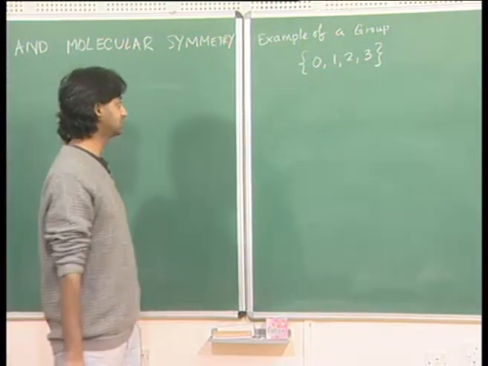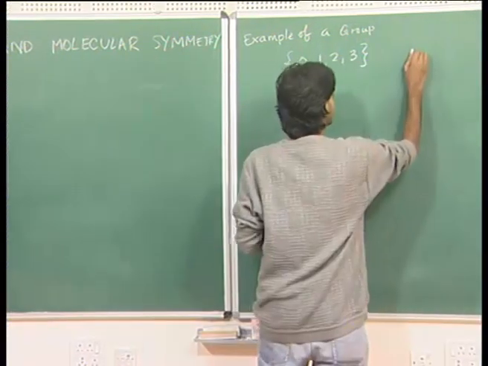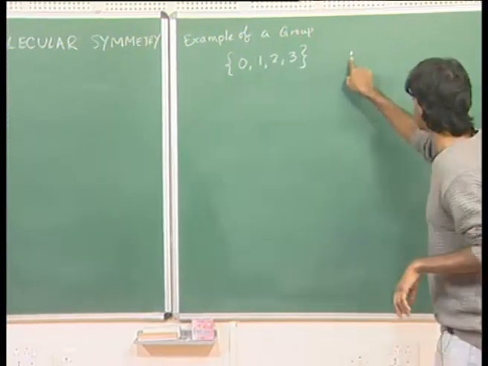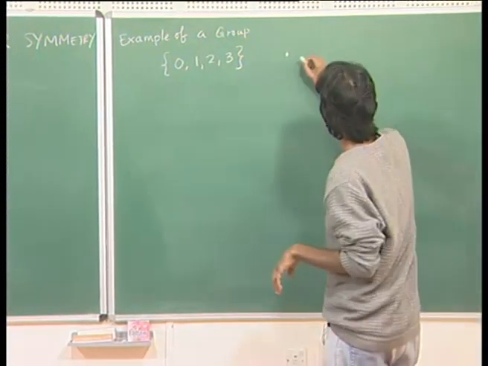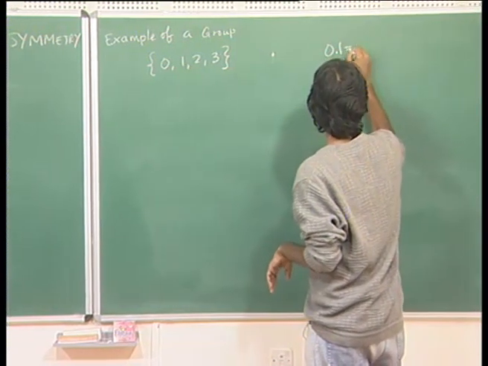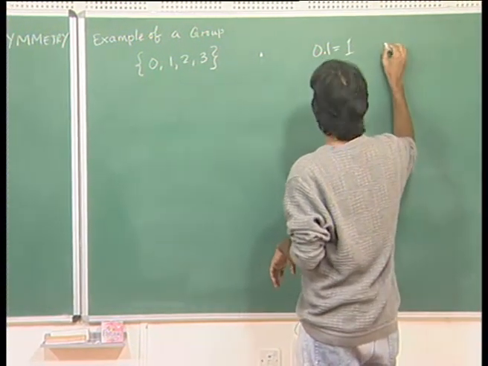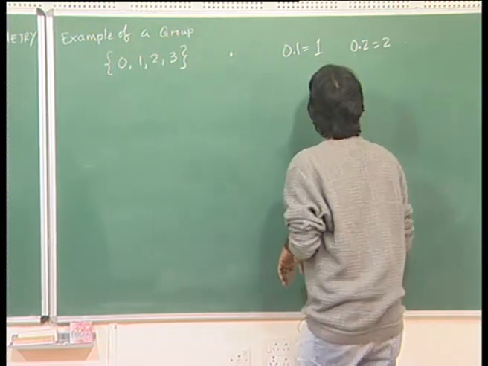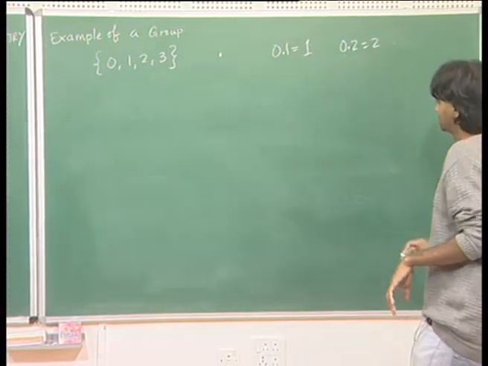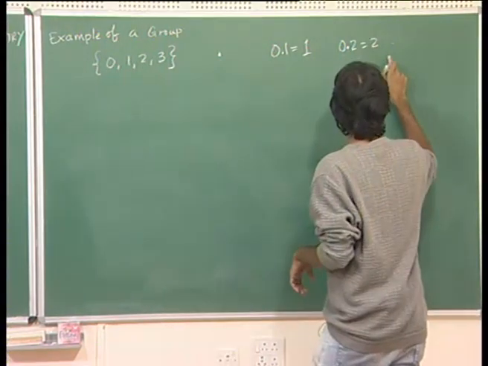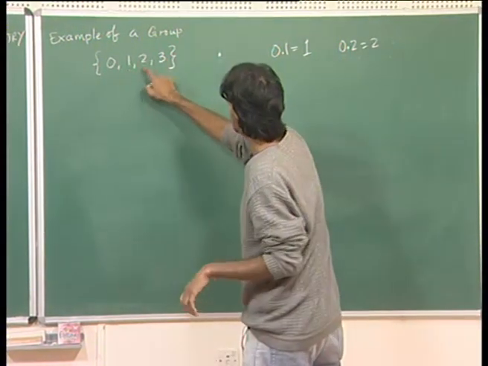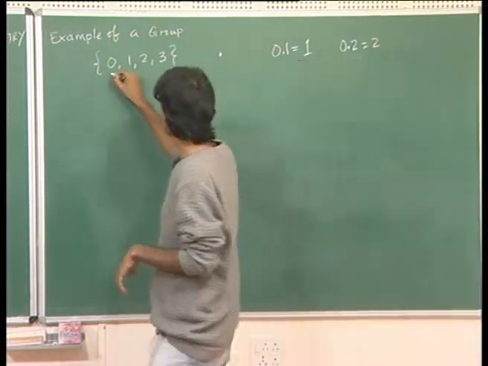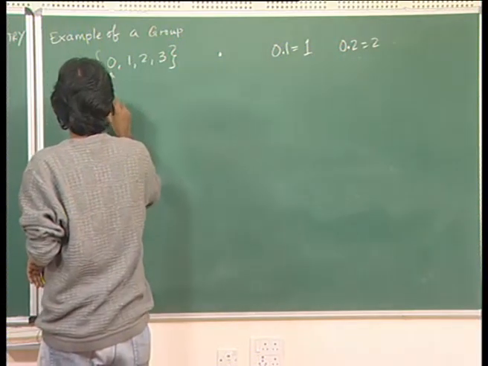Now, I define my operation. So, this is a set and you have the dot, and we have to define what you mean by this dot. So, this operation: 0 dot 1 is equal to 1, 0 dot 2 is equal to 2, and so on. So, you have 0 dot 1, 0 dot 2, 0 dot 3, they are all just the same thing. So, 0 is the identity element.